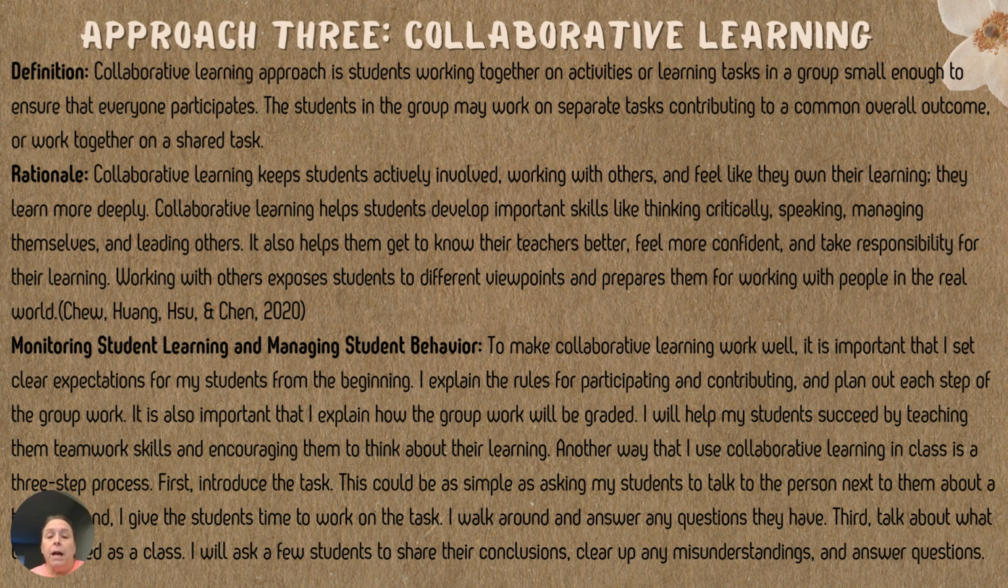Another way that I use collaborative learning in class is a three-step process. First, introduce the task. This could be as simple as asking my students to talk to the person next to them about a topic. Second, I give the students time to work on a task. I walk around and answer any questions they have. Third, talk about what they learned as a class. I will ask a few students to share their conclusions, clear up any misunderstandings, and answer questions.